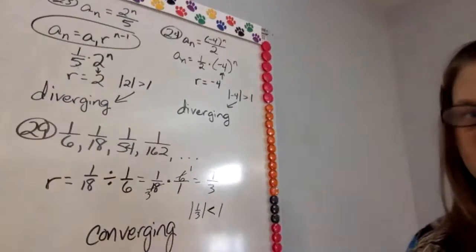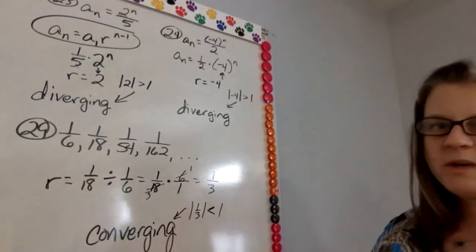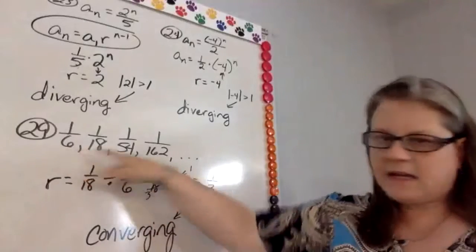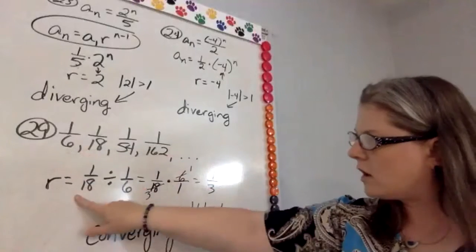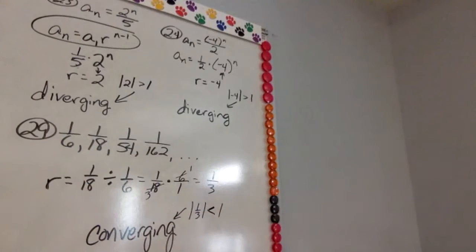Okay, so do number 28 real quick. Number 29 gives you the list. You have to find R, compare it, and tell me converging or diverging.